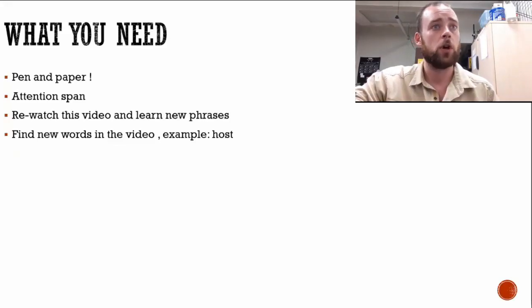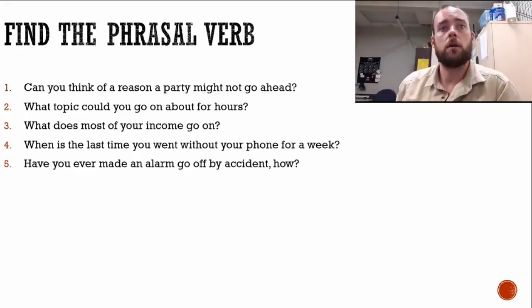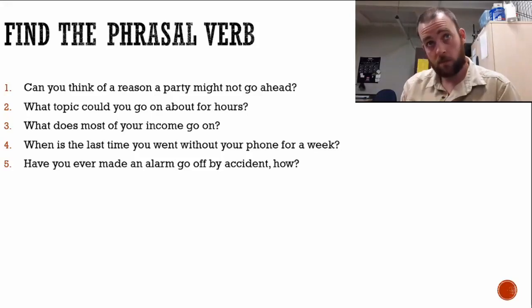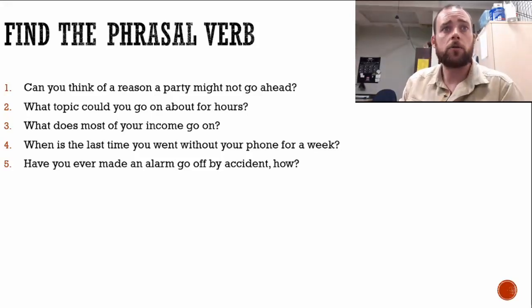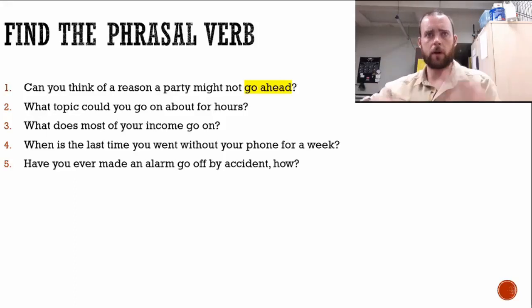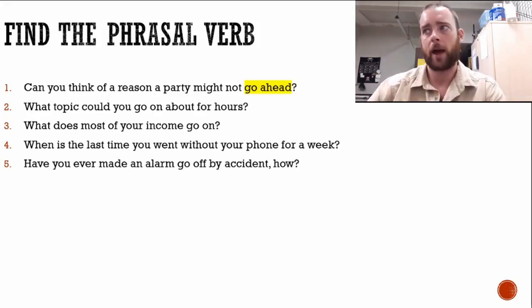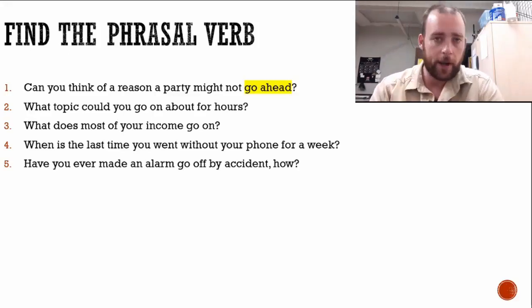All right. So in order to get the ball rolling, I just want you to have a look at these questions here. Numbers 1 to 5. Now, in those questions, there are 5 different phrasal verbs. A phrasal verb is made up of a verb and the preposition. Okay? Now, the preposition could be in, out, on, it could be ahead, it could be after. There's lots of different variations.